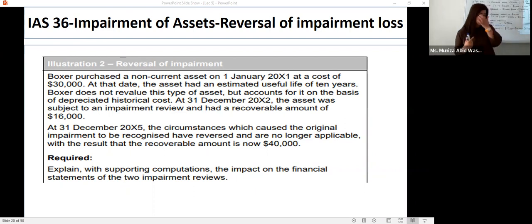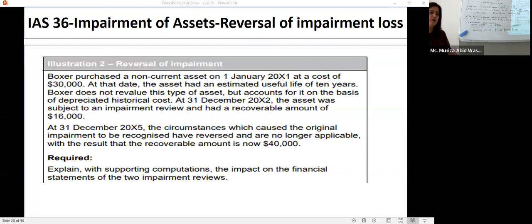Clear? And where are we going to account for this reversal of the impairment loss? In our statement of profit or loss, if we have not taken it through the revaluation gain in other comprehensive income. If the previous impairment has been through the other comprehensive income, then this reversal would also be from the other comprehensive income. If not, then take it simply as a credit to statement of profit or loss. And from this date onwards, you are going to recognize your asset at the recoverable amount, 40,000. In your SOFP from 31st December 2005, this is going to be recognized at 40,000.